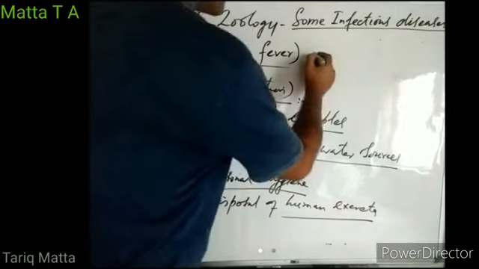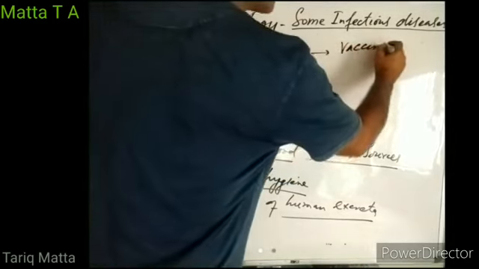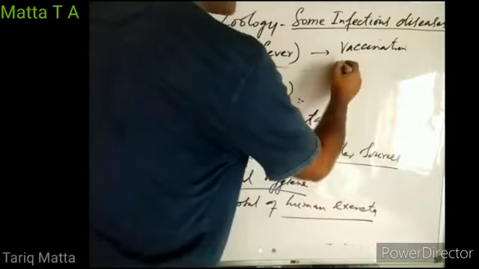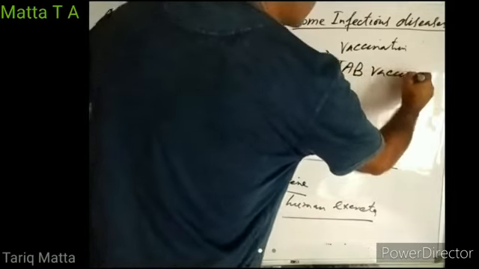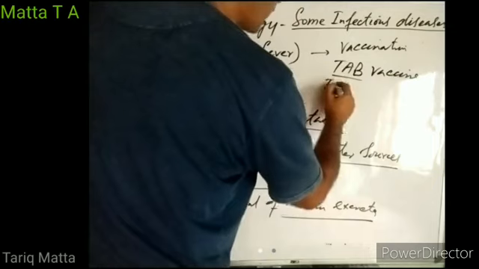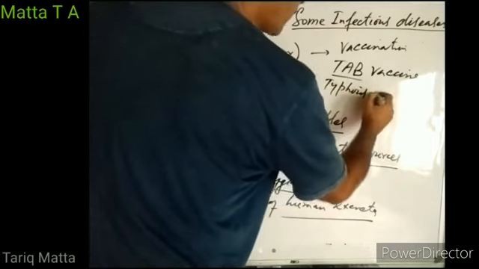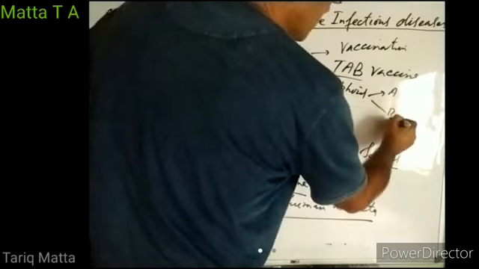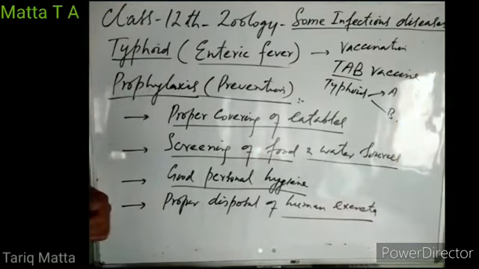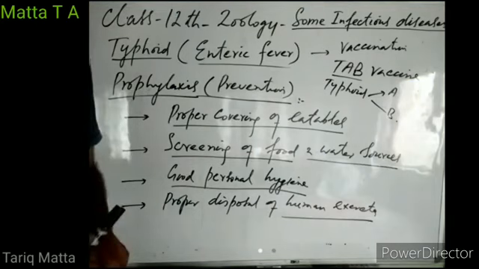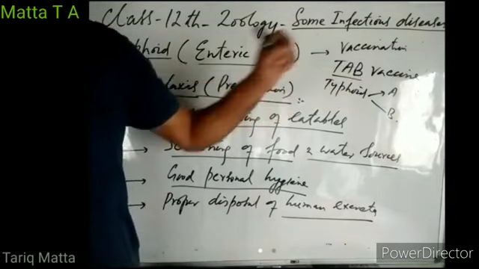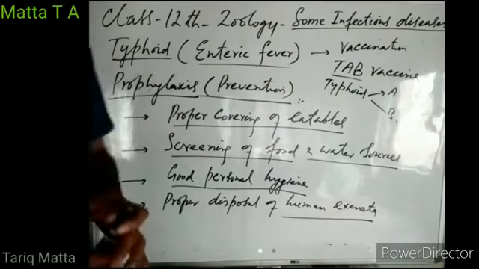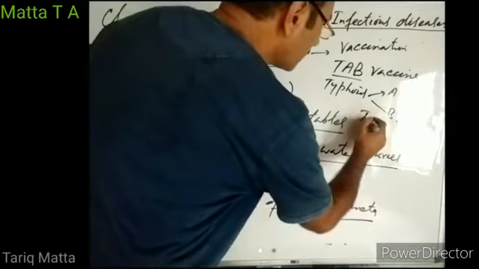Then a person must also go for vaccination. Vaccines are available for this typhoid. There is a vaccine known as TAB vaccine. TAB stands for typhoid A and B. There are two types of typhoid: typhoid A and typhoid B. Typhoid A is caused by Salmonella typhi, and typhoid B is caused by Salmonella paratyphi. Right. So for both types of typhoid, we have a combined vaccine known as TAB vaccine. So a person must be vaccinated by this TAB vaccine, or the person can go for the typhoid vaccine.